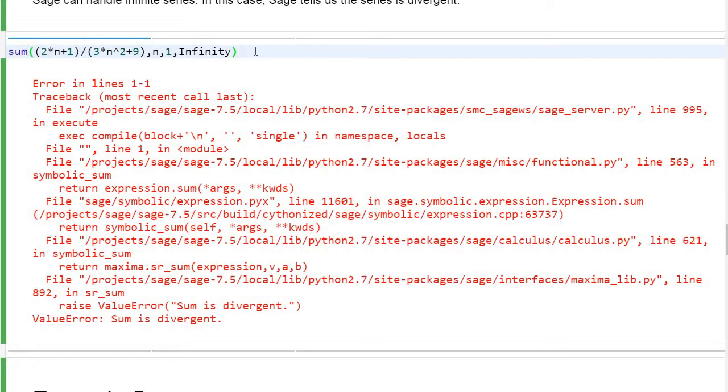Sometimes it may be that you might get the answer infinity out of here instead of sum is divergent. That might be possible. I'm not sure. I've seen different kinds of results come out from different kinds of sums.